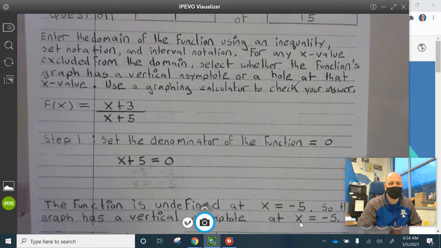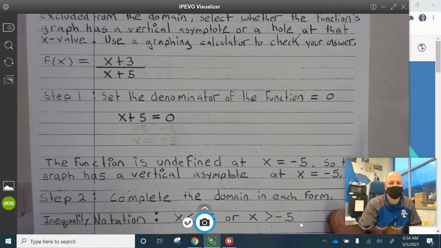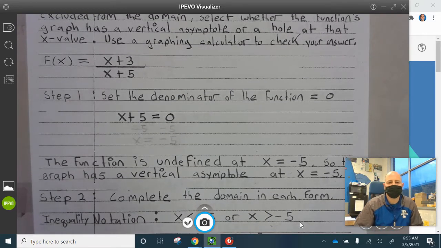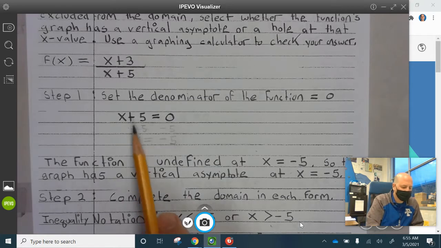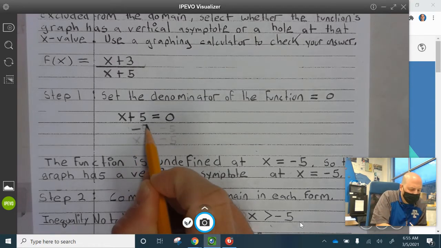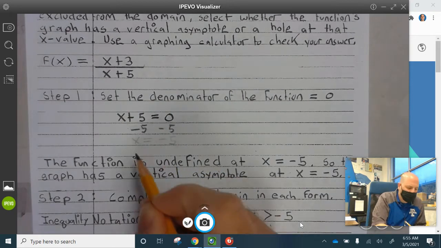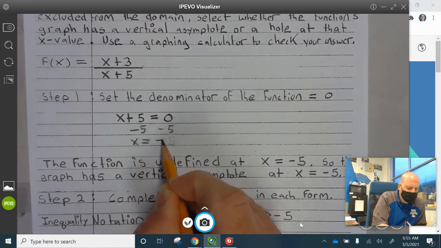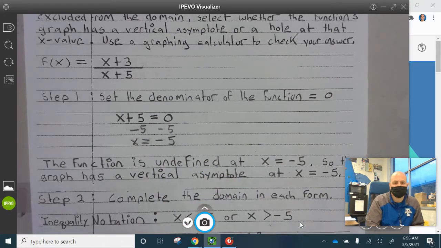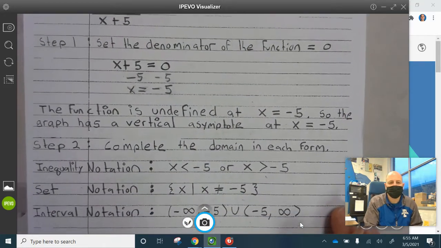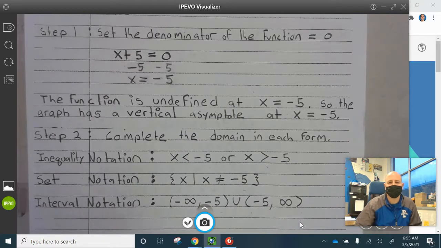So we have f of x equals x plus 3 divided by x plus 5. So step 1, we're going to set the denominator of the function equal to 0, and then we're going to solve. So we have x plus 5 equal to 0. So we're going to subtract 5 from both sides. So then x equals negative 5. The function is undefined at x equals negative 5, so the graph has a vertical asymptote at x equals negative 5.